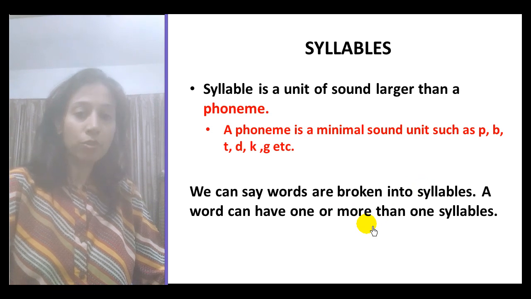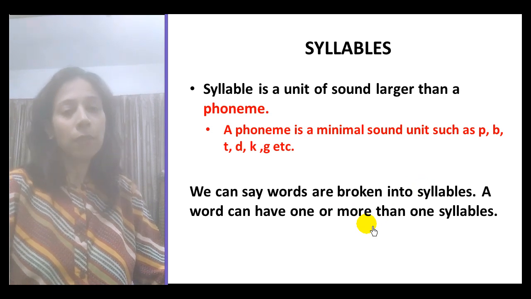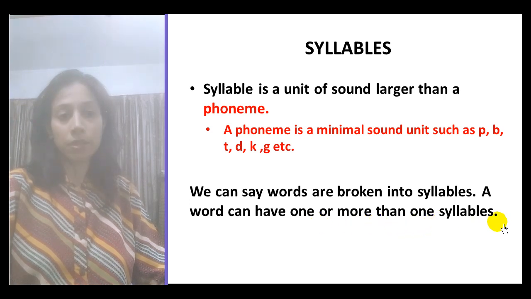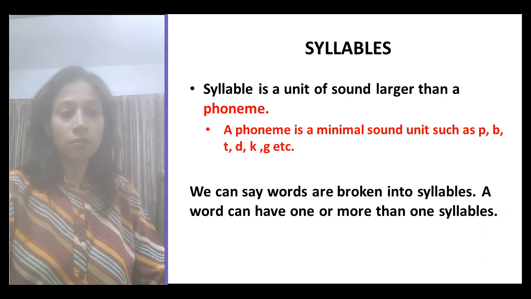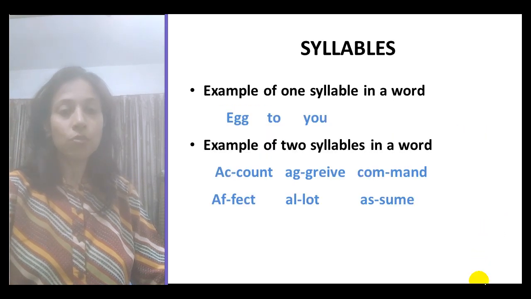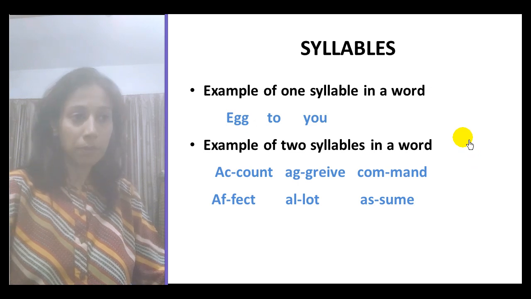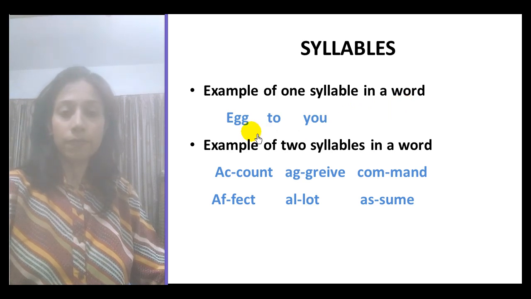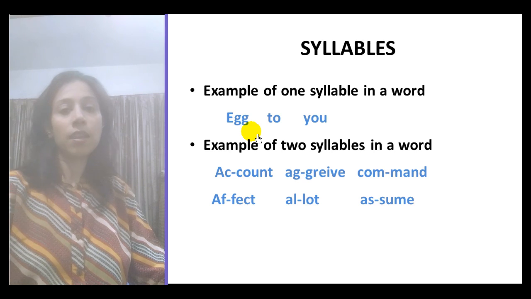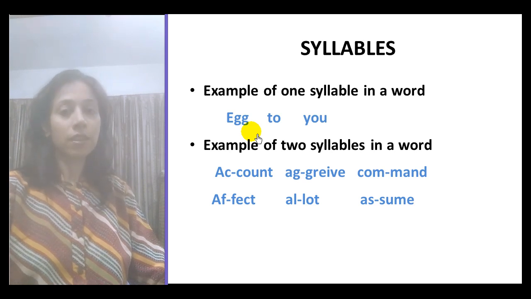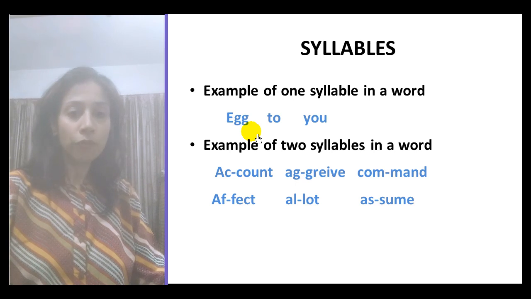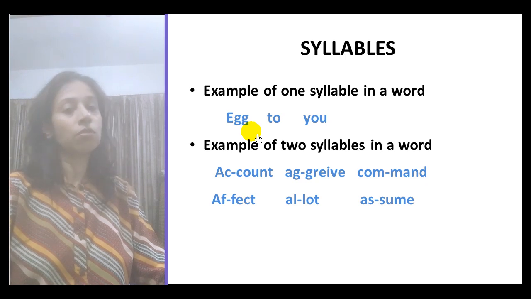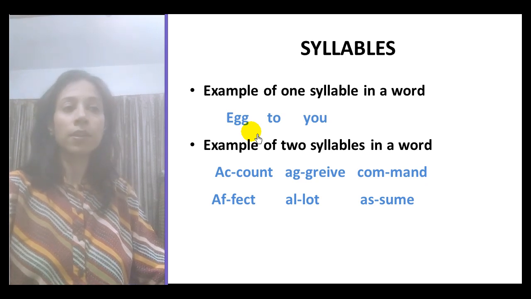I'm sure most of you would have some understanding of syllables at least. A word can have one or more than one syllable, right? So let's check out a few examples to understand the concept of syllable better. You can have one syllable in a word. For example, egg. You cannot break it into two sounds. You cannot say E and G. Then it would become phonemes, because E is one sound, and G is another sound. So the next higher unit is your syllable.